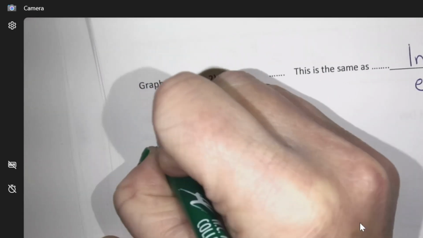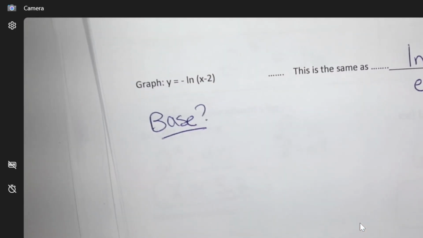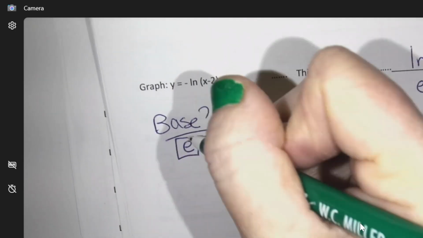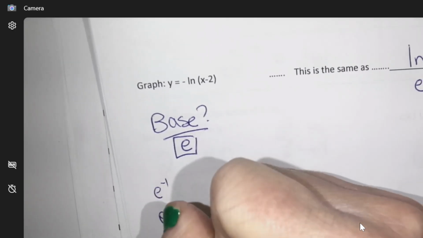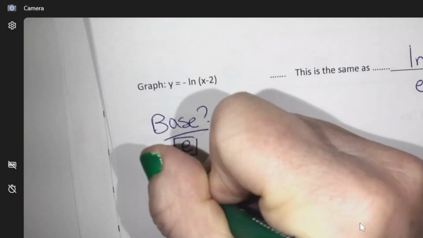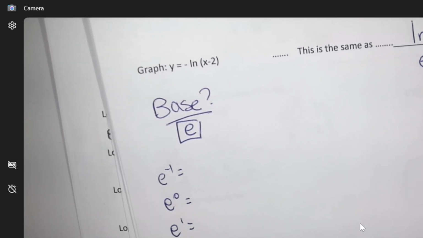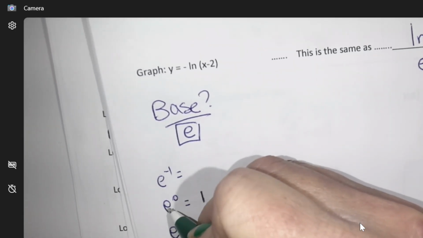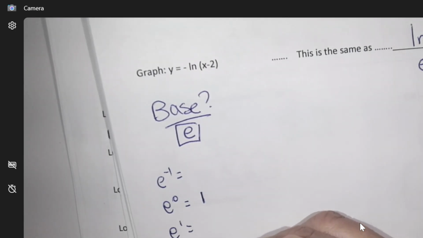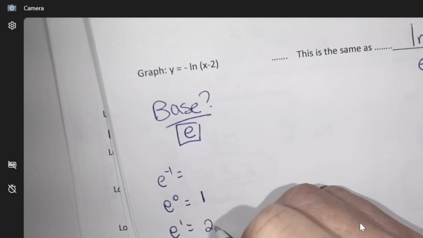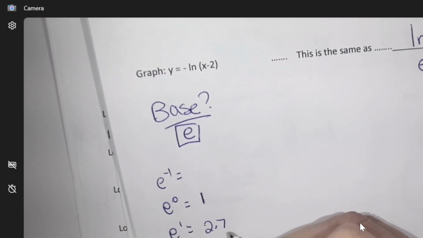Okay, so here I go. Base, it's always what I ask myself, no matter what. Exponents, logs, I always say, what is the base? So the base is an e. So e to the negative 1, e to the 0, e to the 1. Okay, so we know this because anything to the 0 is 1. And you should have just done this in your calculator. E was 2.7.